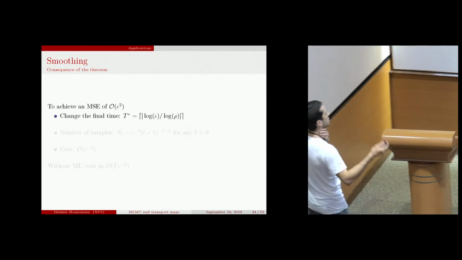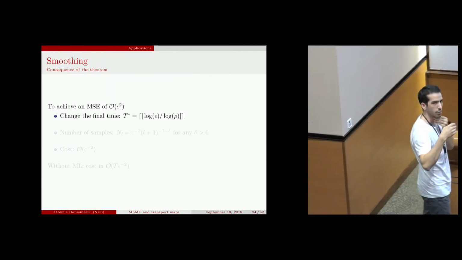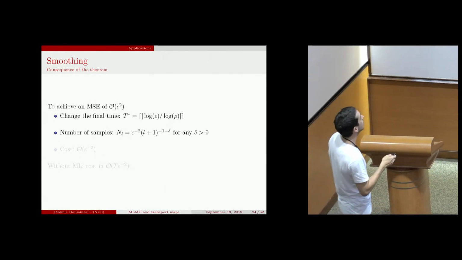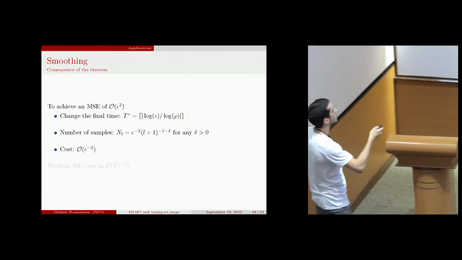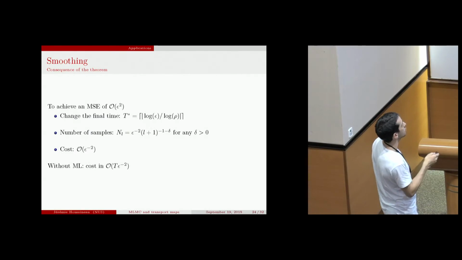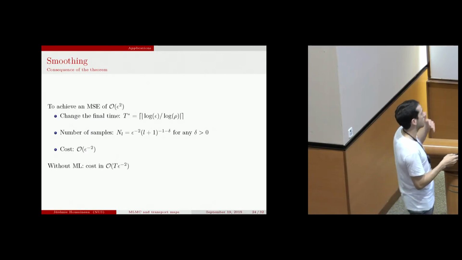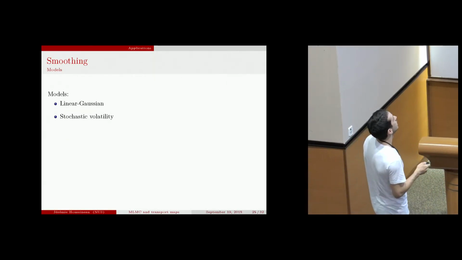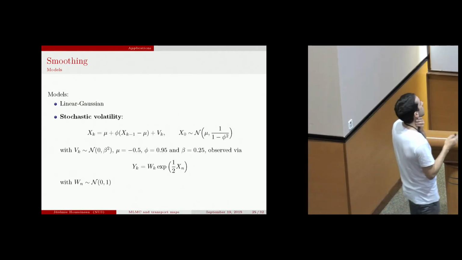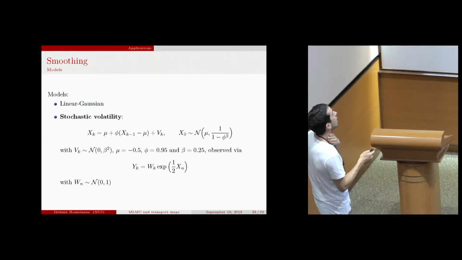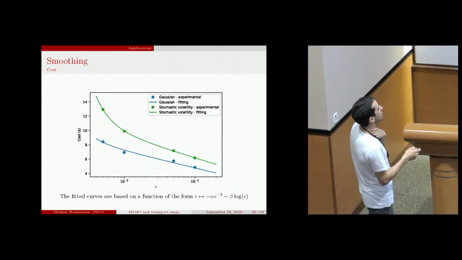And again, same sort of things. We can decide on the final time where we are going to stop integrating observations, depending on the error we want. If we want an error of order epsilon squared, we can deduce the number of samples, and we'll know the cost. There's an improvement here compared to not doing multilevel, which, if T is large, is quite substantial. Again, we consider two models, linear Gaussian, and this time some stochastic volatility model. I'm not going to go through it. We check that the order is as we want, both in the Gaussian and the stochastic volatility case.